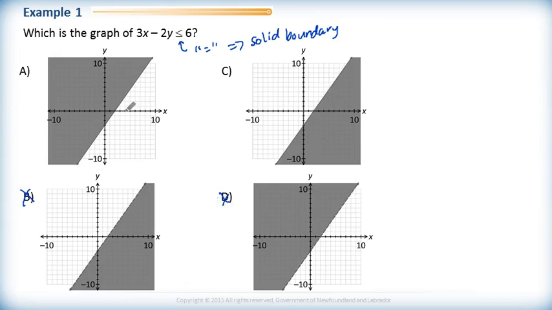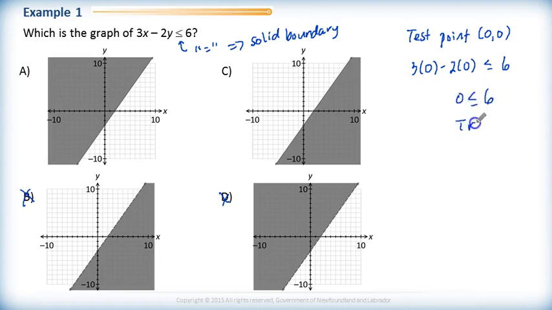They have exactly the same boundary. We could get away with just doing a test point. A nice simple test point would be 0, 0. Let's plug it in. 3 times 0 minus 2 times 0 less than or equal to 6. We've got 0 less than or equal to 6. That's true. The shaded region that contains our test point is in option A.